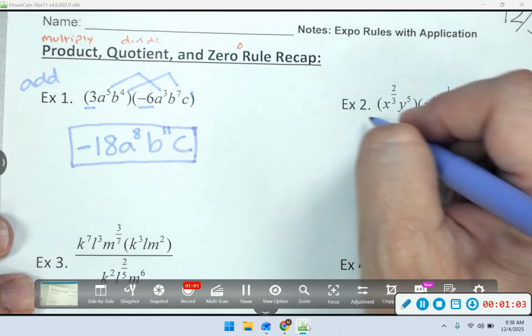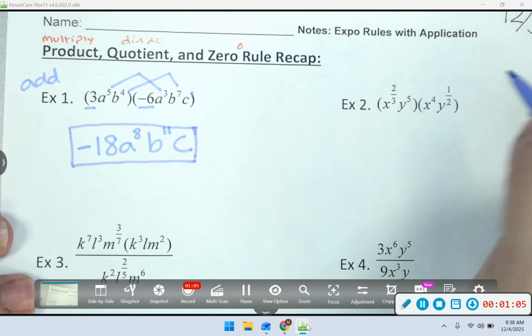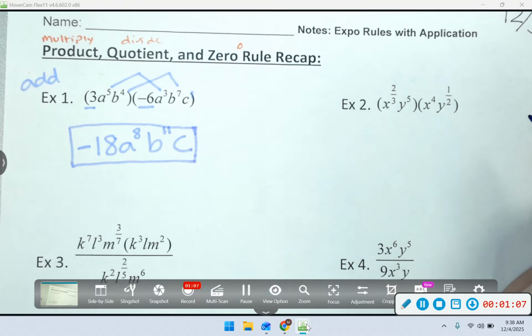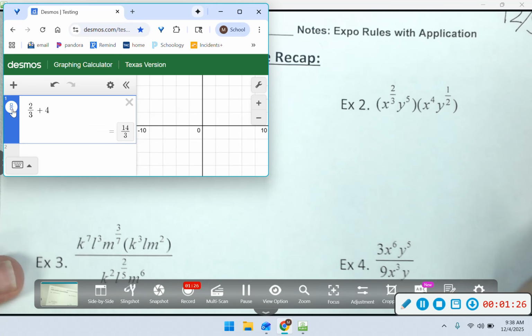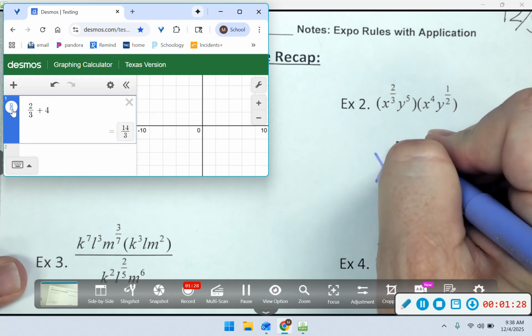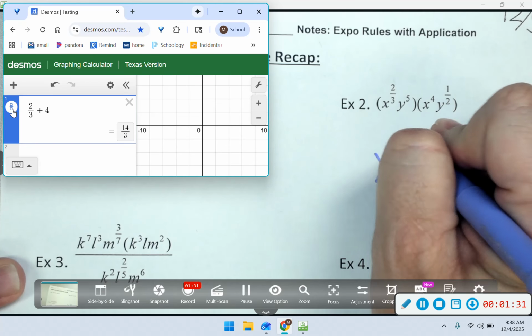Okay, so again, the only difference today is we do have fractions. But y'all, we have a calculator, so we're not going to let the fractions scare us. We're going to use our calculator. We are still adding, so we're going to do x, 2/3 plus 4. And I'm going to leave it as a fraction because I was given a fraction. So I have x to the 14/3 power.